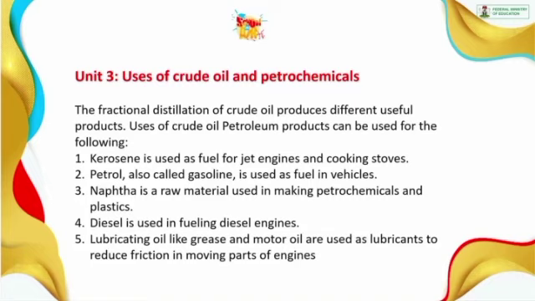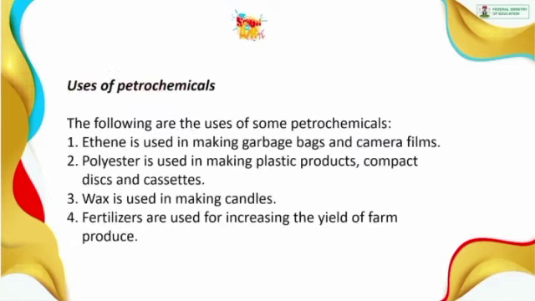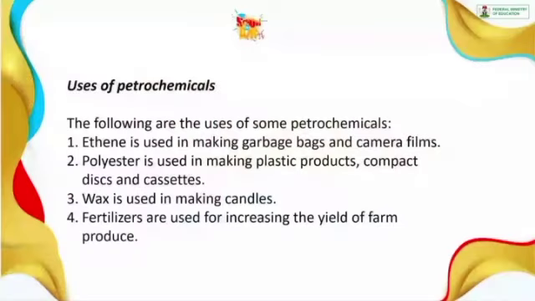Then lubricating oil like grease, motor oil, and the likes, they are used as lubricants to reduce friction, and they are gotten from crude oil as well. Now, how about petrochemicals? What are the uses of petrochemicals? One, we use petrochemicals like ethane to make garbage bags and camera films. So your trash bags and camera films, they are made from ethane, and ethane is a kind of petrochemical.